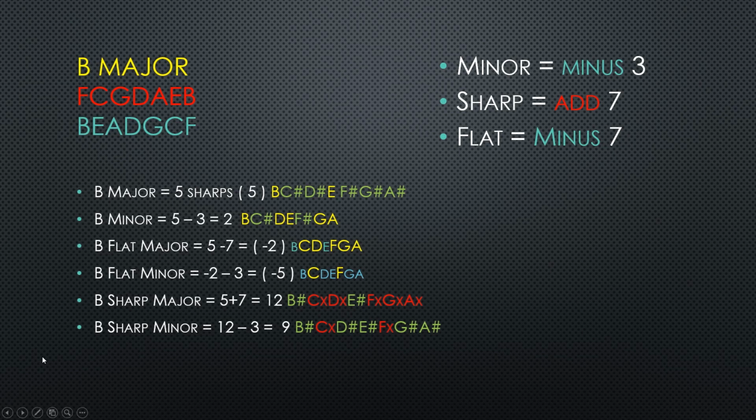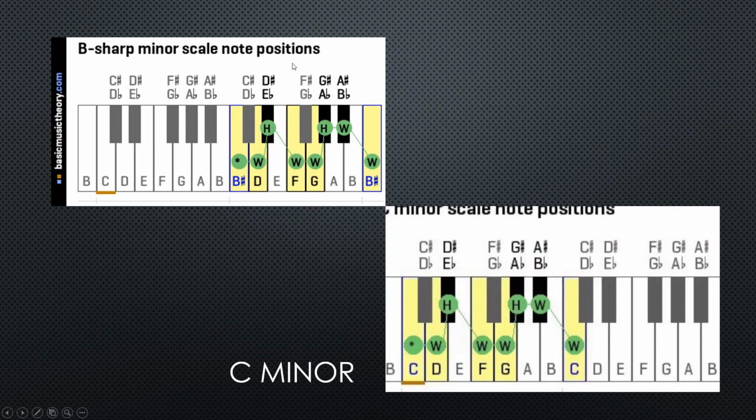All right? Last but not least, B sharp minor. So we have B sharp major, which is 12. We subtract 3. That is going to be 9. So 2, 4, 5, 6, 7, 8, 9. This is going to be the scale. These are too complex to even comprehend or care about, which is why I'll show you what a B sharp minor looks like. So here we have the B sharp minor.